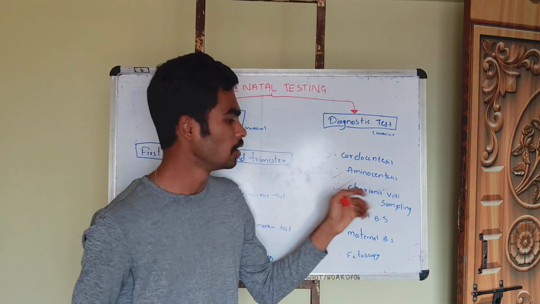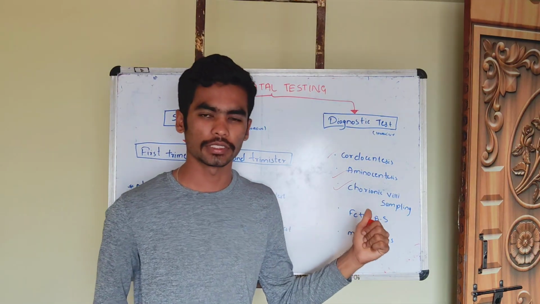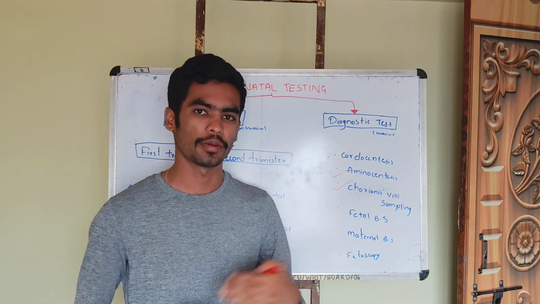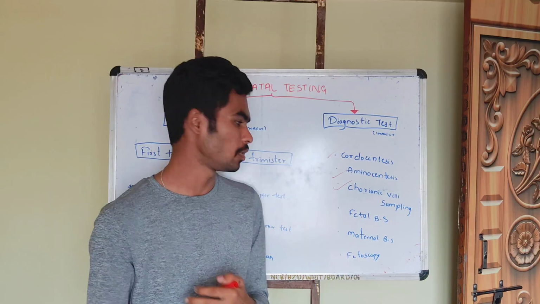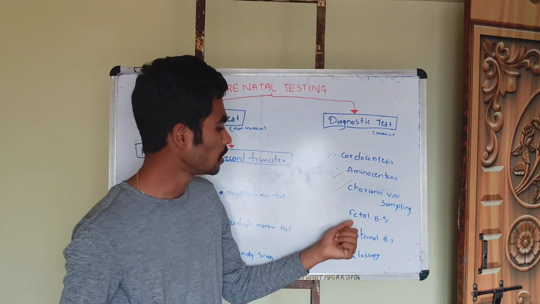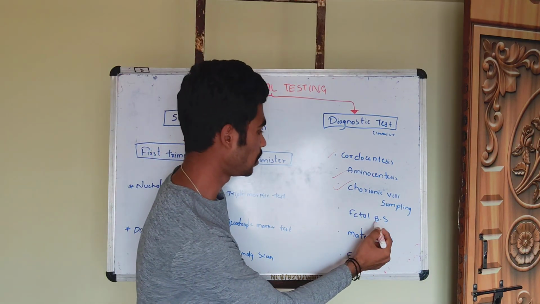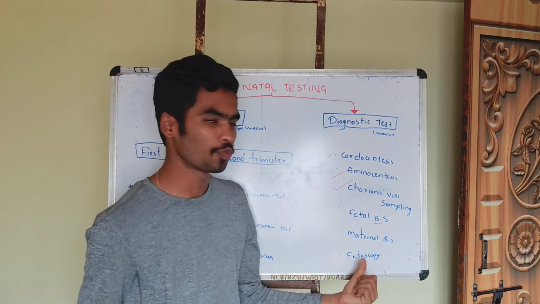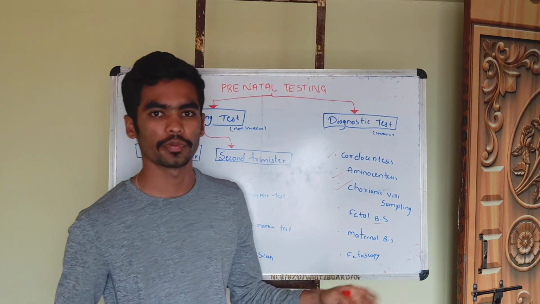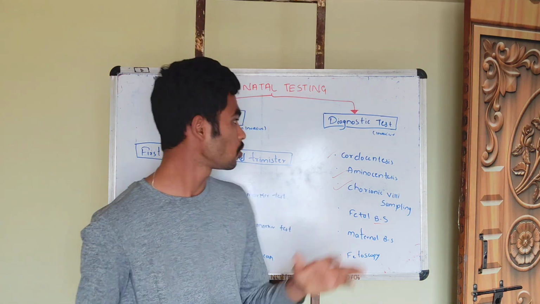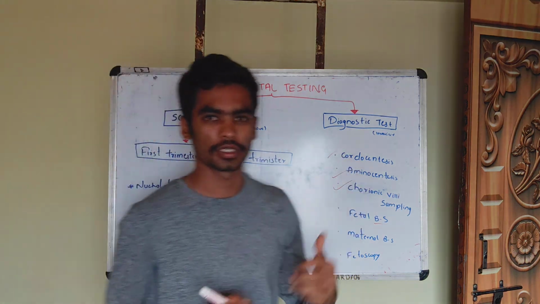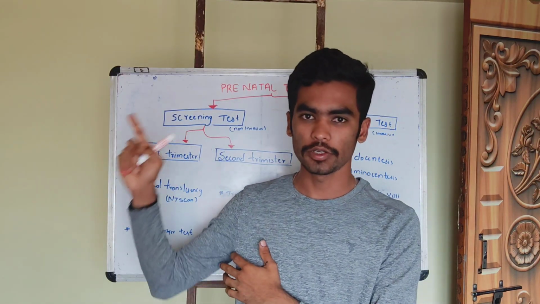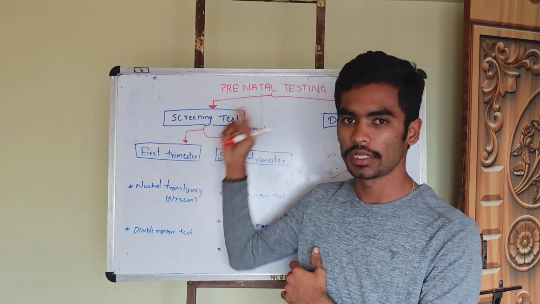Chorionic villi sampling is similar: a sample is collected through the villi and sent for laboratory investigation to find any abnormalities. Then fetal blood sampling and maternal blood sampling. And then fetoscopy, where an examination is done with the help of a fetoscope. That is all about the screening test and the diagnostic test. These are the two tests that come under prenatal testing, one non-invasive and one invasive.